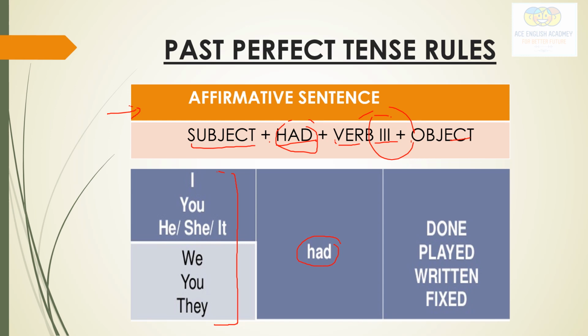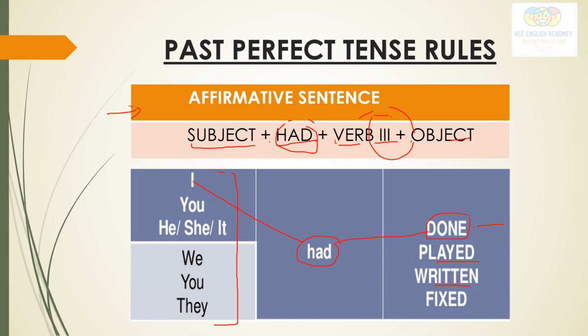I had, see here, subject. I had done my homework. You can add here. So this is how you can make simple affirmative sentences. Do, did, done. This is which form of verb? Third form of verb. Do, did, done. Play, played, played. Write, wrote, written. Irregular verbs, you remember? We have already discussed the verbs. So this is how we make affirmative sentences.